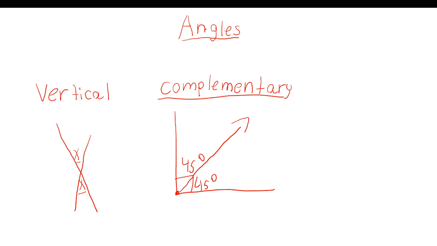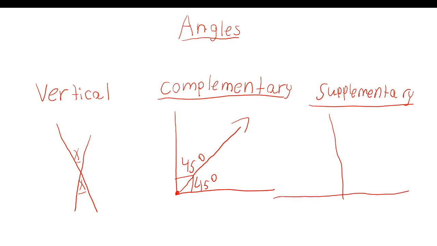Now supplementary: the sum of the angles is 180 degrees. Now, assuming this angle is right, this angle combined with this angle, these build a straight line. These build this 180 degree angle. This has to be a right angle. So those are 3 examples of angles you're going to see.